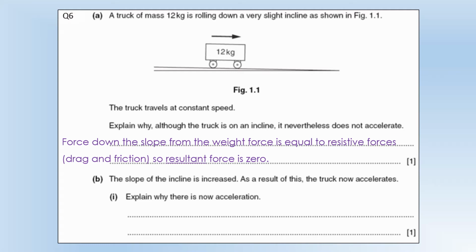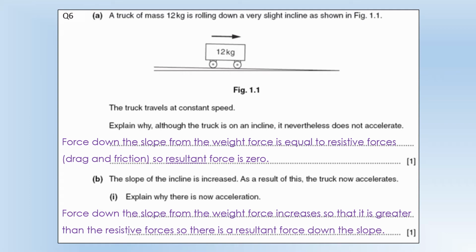The slope of the incline is increased. As a result of this, the truck now accelerates. Explain why there is now acceleration. Okay, so the force down the slope from the weight force increases, so that it's now bigger than the resistive forces, so there's now a resultant force down the slope.